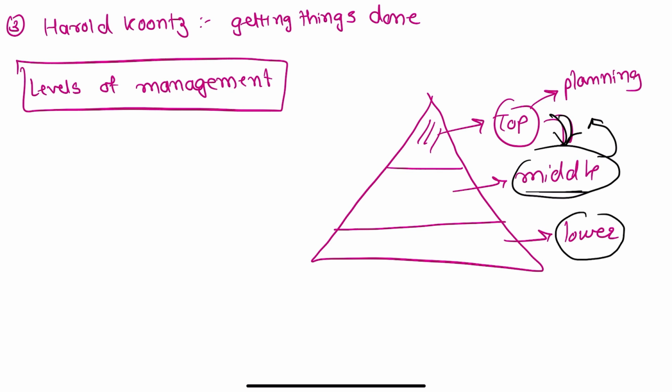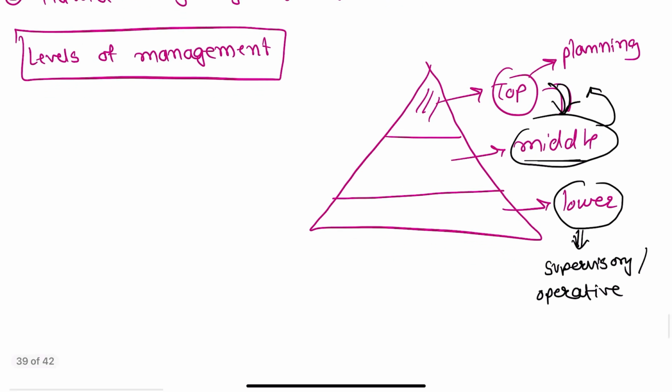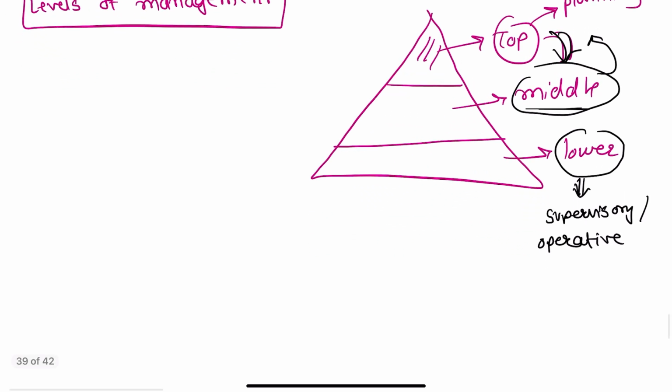Then we have lower management. Lower management is also known as the supervisory or operative level of management, or the first level of managers. Its job can be assigning jobs and tasks to various workers. These first level managers are role models for employees and provide basic supervision, motivation, career planning, and performance feedback, supervising the staff, and it is done by the lower management.